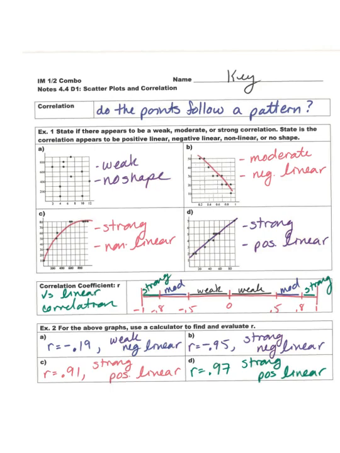All right, so for A, we just kind of have these points all over the place. So this would be a very weak correlation because there's no shape at all. I don't see any line, any curve, anything. It's just a bunch of random points.